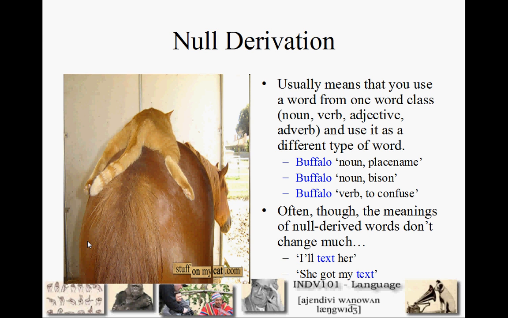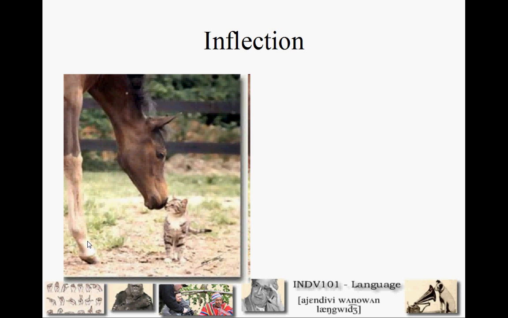And in these instances, the meaning usually doesn't change tremendously. In buffalo, confuse and bison are sort of different. But with texting, I'll text her as the verb, or she got my text as the noun. It means basically the same sort of core meaning.